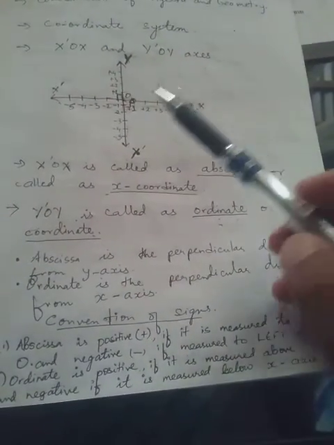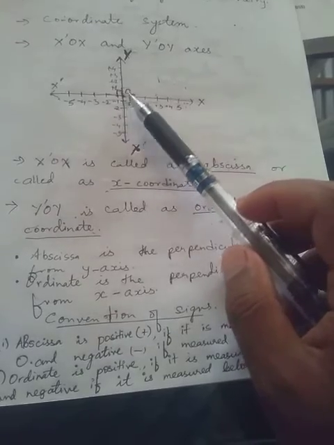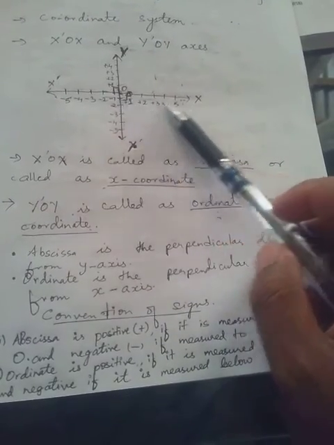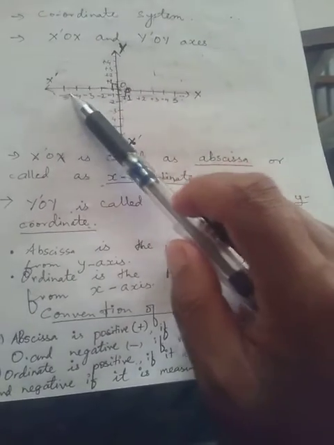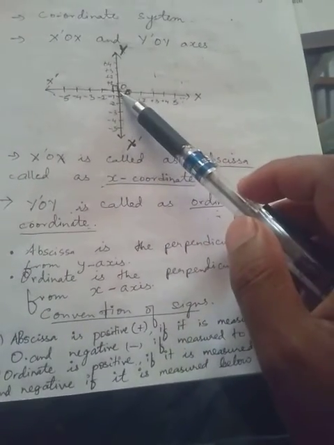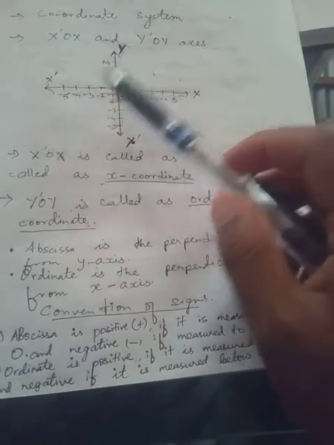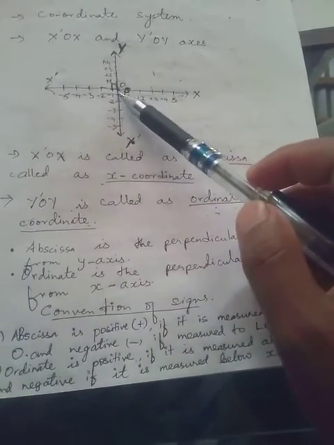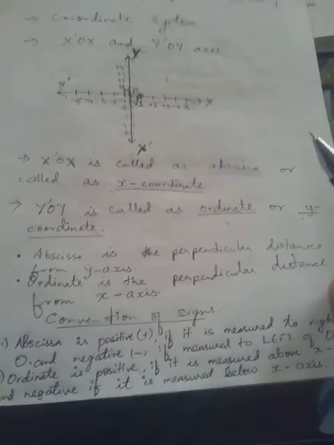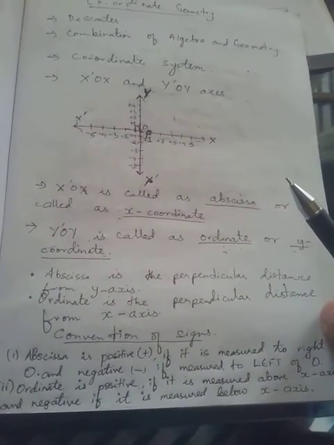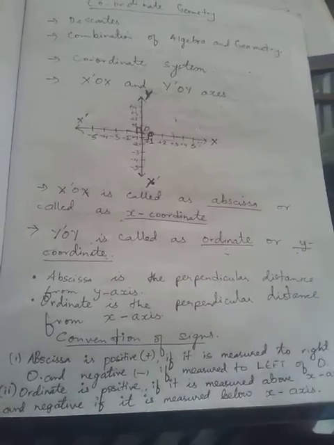So remember, on the x-axis, anything from the point of origin to the right is taken as positive, and from the point of origin to the left is measured as negative. From the point of origin up, above the x-axis, is taken as positive, and from the point of origin below is taken as negative. So these are the sign conventions that you should remember.